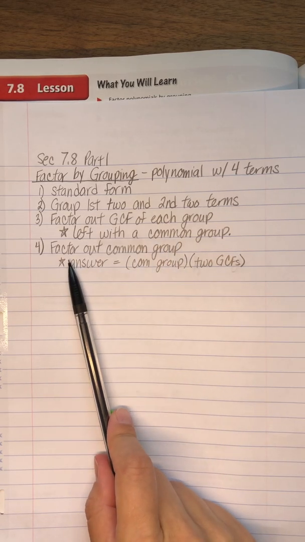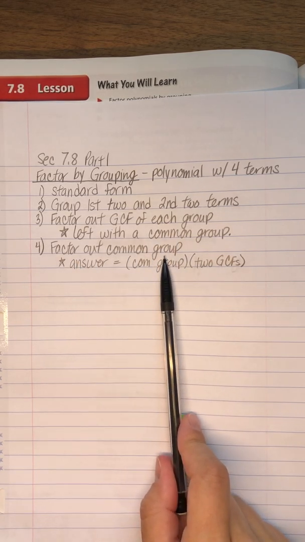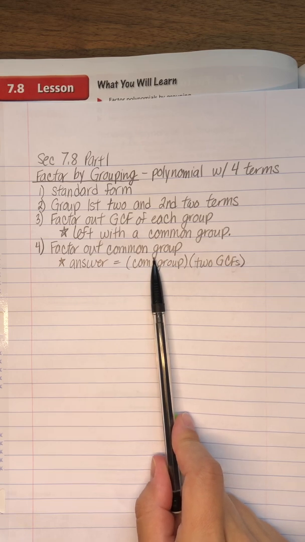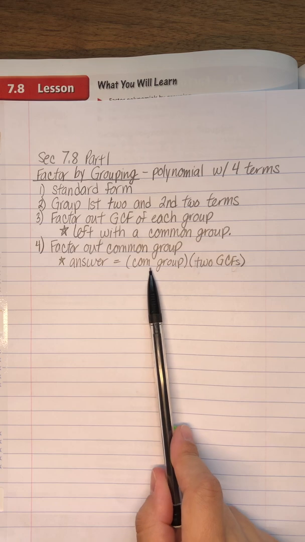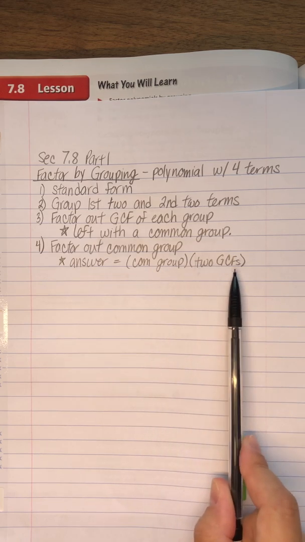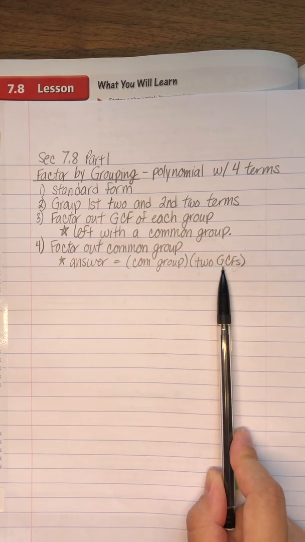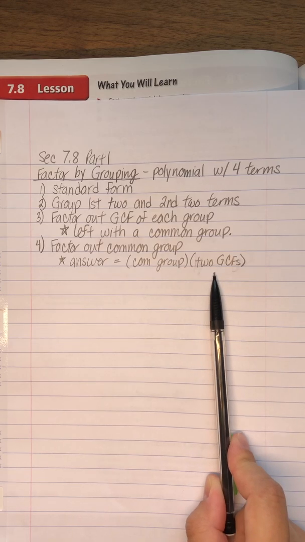Our last step is then we're going to factor out that common group. That common group is now the GCF of the whole polynomial. So our answer is going to look like this: the common group times the two GCFs that we took out. Okay, we're going to look at a bunch of examples here together.